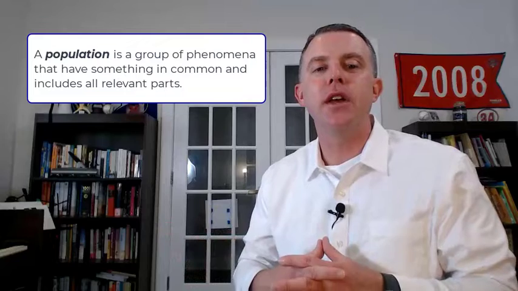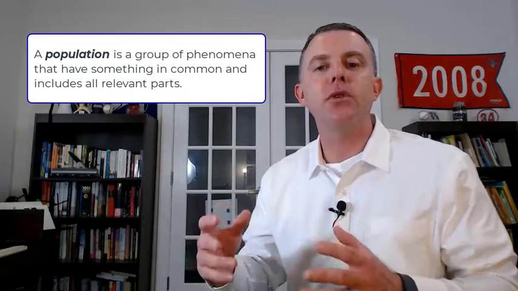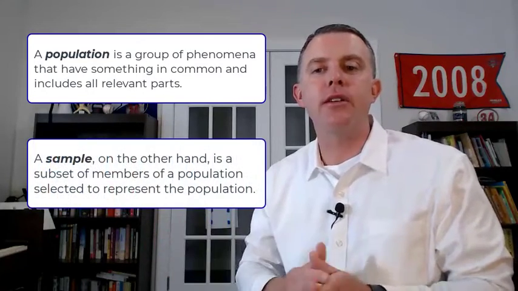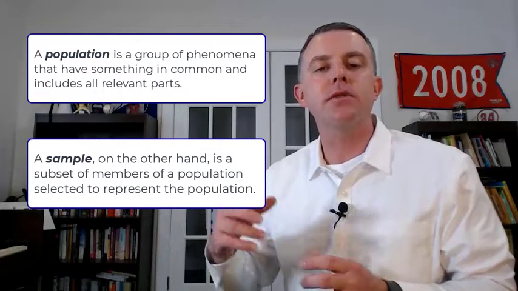So a population is a group of phenomena that have something in common and includes all relevant parts. A sample, on the other hand, is a subset of members of a population selected to represent that population. So historically, accountants have had to work with subsets of data, samples. But as data availability is increasing, as well as computing power, accountants are increasingly working with entire populations of data, rather than samples of data.